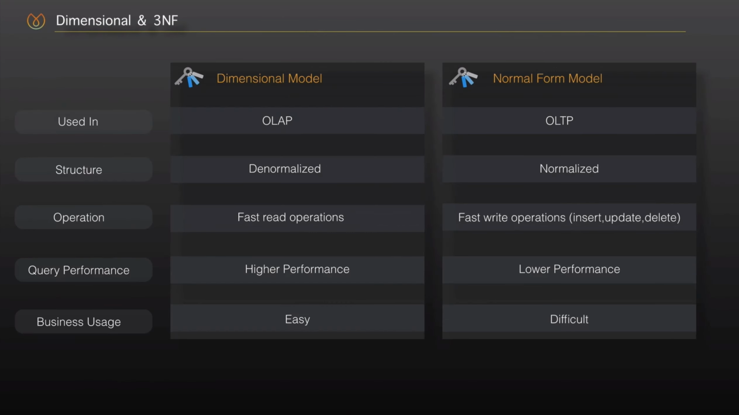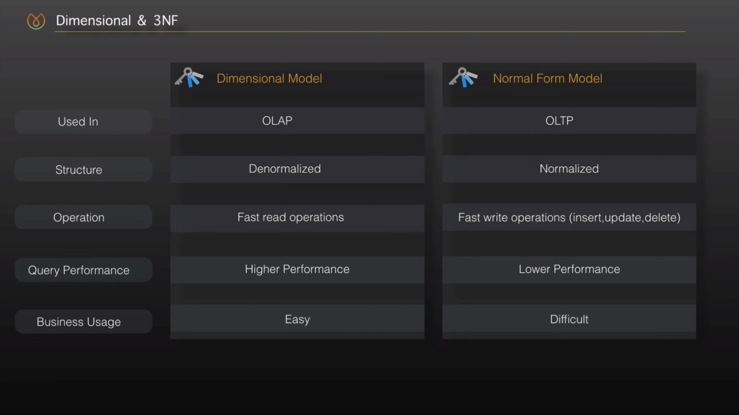Okay, let's do a detailed comparison of the dimensional model and the 3NF form. So dimensional models are typically the type of models best suited for OLAP systems or data warehouses, and they provide a more simplified structure so that it is easier for business users to write queries against it. On the other hand, ER models, which are normalized in 3NF form, emphasize fast write operations and are mainly used in OLTP systems as well as the inbound data warehouse approach.